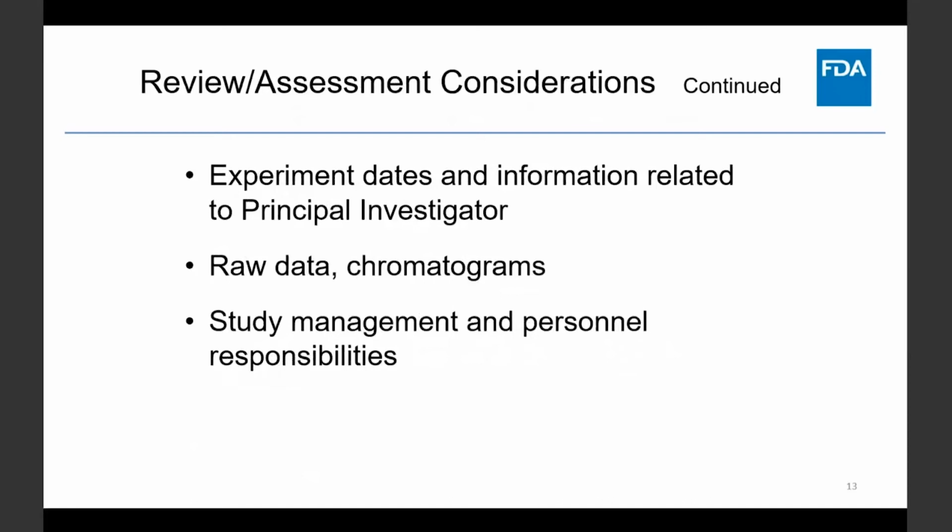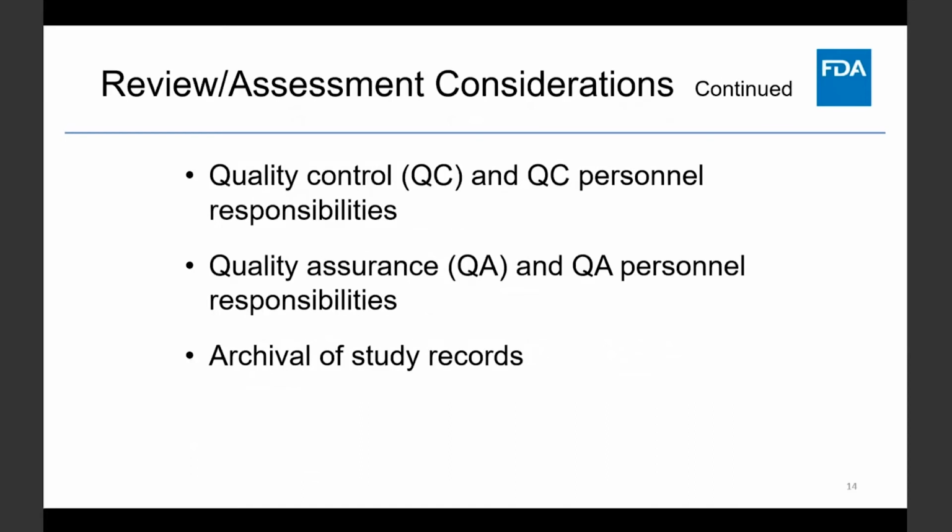Reports should include experiment dates and information related to the principal investigator, study management, personnel roles and responsibilities, in addition to raw data and chromatograms. Also, the reports should include information related to quality control, quality assurance, personnel responsibilities, and the archival of records. Ideally, records are archived in a secure location with limited access and protection against fire, flood, and pests. So this applies to paper documentation.